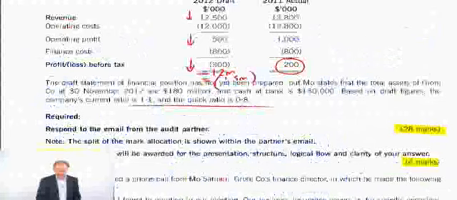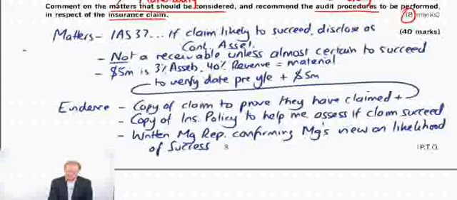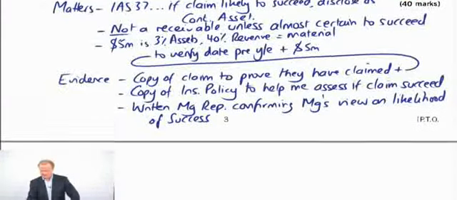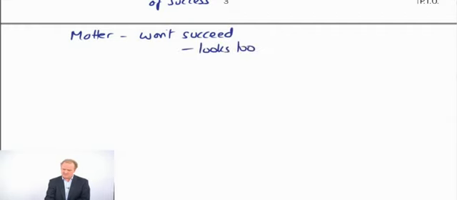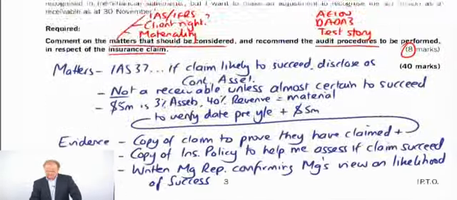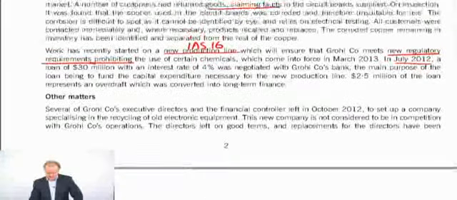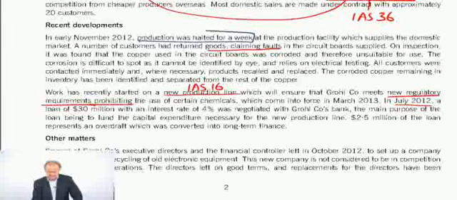Well, it would help if I was looking at the right page. In terms of matters that it's unlikely to succeed. Sorry, let's not do that. I've no room there. Let's bring it down here. It probably won't succeed because it looks too much. I mean, how long did they shut down for? Didn't the story tell us? Let's just go and have a look. Where was it? Oh, here we go. Production was halted for a week.